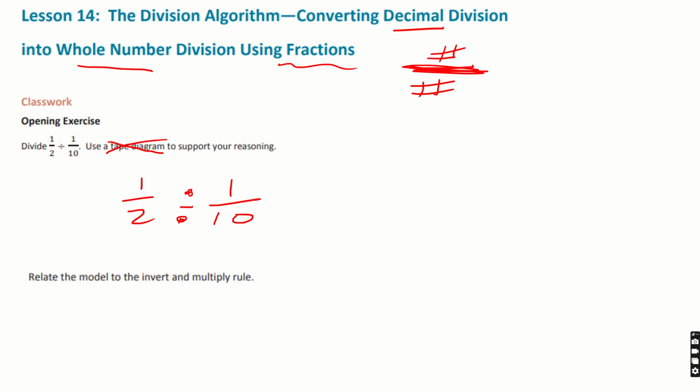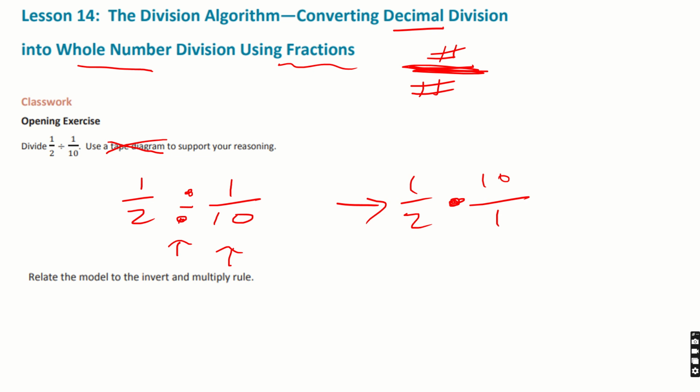Then all we're doing is we're going to flip it. We're going to flip the division symbol to a multiplication symbol, and we're going to flip that second number, top to bottom becomes bottom to top. So when we're done, it looks like 1/2. Instead of divide, it's multiply. And then we flip 1 over 10 to be 10 over 1 instead.